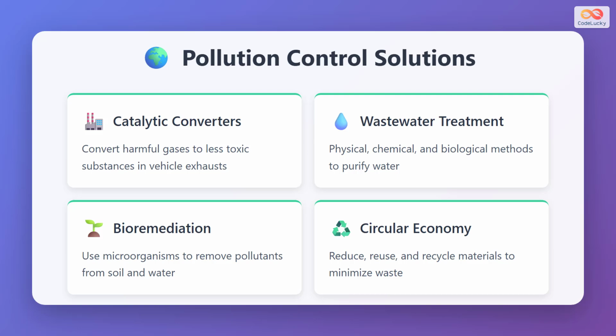Bioremediation utilizes microorganisms like bacteria and fungi to naturally break down and remove pollutants from soil and water. This eco-friendly approach can clean up oil spills and industrial contamination. The circular economy model emphasizes reducing consumption, reusing products, and recycling materials to minimize waste generation. This systemic approach transforms our linear take-make-dispose economy into a sustainable closed-loop system.